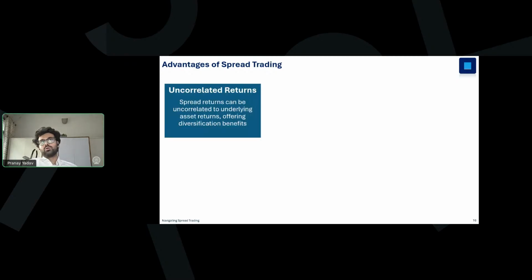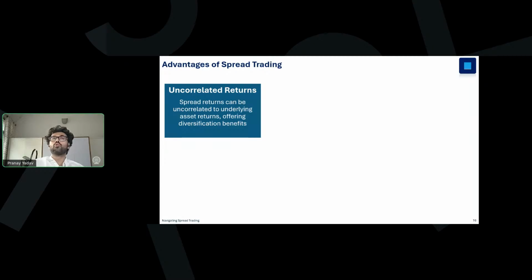The most important advantage is uncorrelated returns. Spread trading can offer returns uncorrelated to underlying asset returns. What that means is, despite the fact that gold prices were rising, the gold silver ratio was falling. That means that by expressing a view on the gold silver ratio, we got an uncorrelated position that was completely unrelated to what was happening in gold prices.